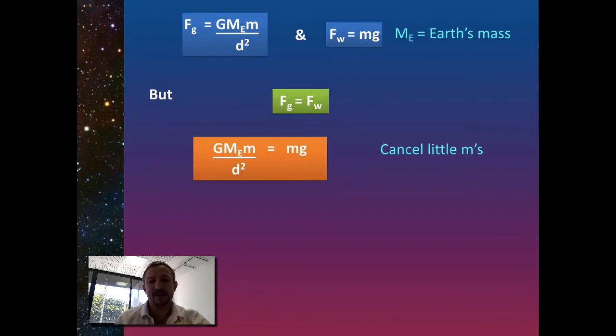Now we can cancel out our little m's, so that gets rid of the mass of the object relative to the Earth. So all we're going to be looking at here is the acceleration g based on the distance that we are from the Earth's surface. Remember, we've got our gravitational constant, that's our big G. We've got the mass of the Earth, which we know. All that's going to change is the distance that we are from the Earth's surface.